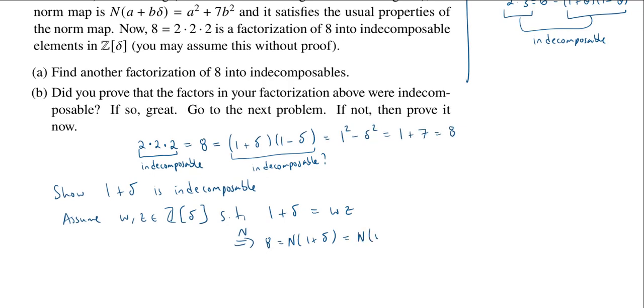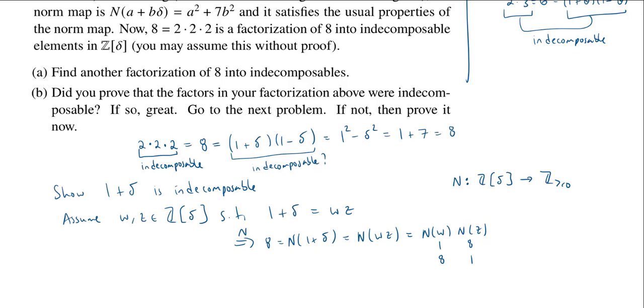But now this is the same as the norm of WZ, and we can use the multiplicativity property. And we get now that the norm of W times the norm of Z is equal to 8. Okay, so what are the possibilities, right? We know that the norm map, in this case, is a map from Z[delta] to the integers greater than or equal to 0. So these are non-negative integers that multiply to give me 8, so I could have 1 and 8 or 8 and 1.